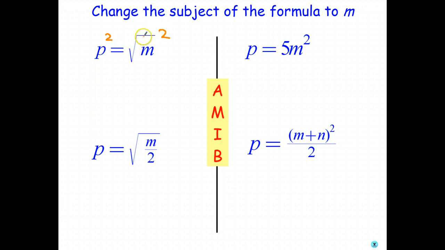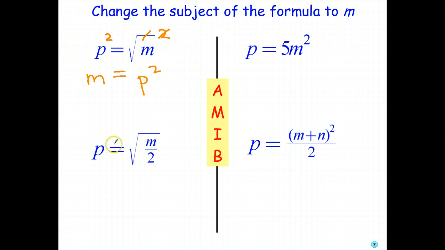Squaring and taking the square root cancel each other out. For example, 4 squared is 16, and the square root of 16 gets you back to 4. So squaring and square root are inverse operations. Once I've canceled those out, that leaves just an m, which I'll write on the left-hand side. And on the other side, I've got a p squared, which I'll write on the right-hand side.